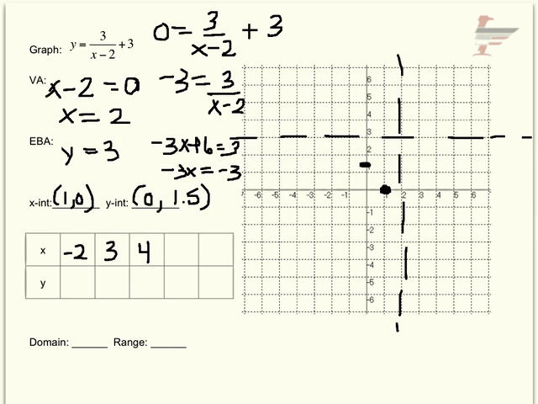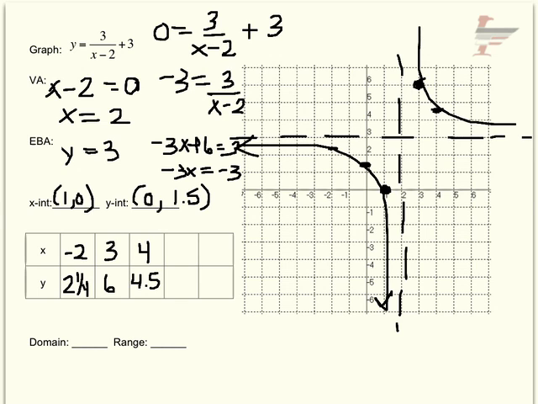So if I test -2, that's going to be 3 divided by -4, so -3/4 plus 3 will be 2 1/4. If I test 3, 3 minus 2 is 1, so that's going to be 3 plus 3, which is 6, and 4 minus 2 is 2, so 3 halves plus 3, so that's going to be 4.5. So -2 and 2 1/4, 3 and 6, and 4 and 4 1/2. And that's, again, enough to see those 2 hyperbola branches.